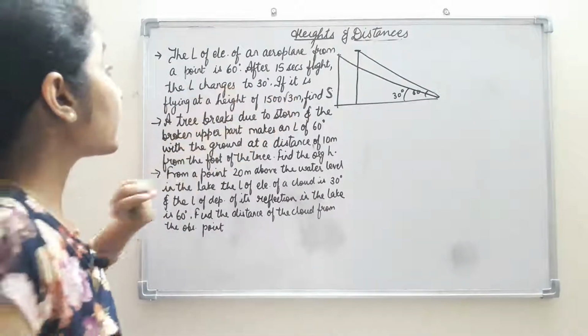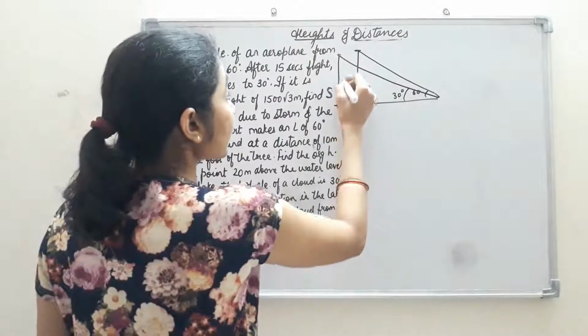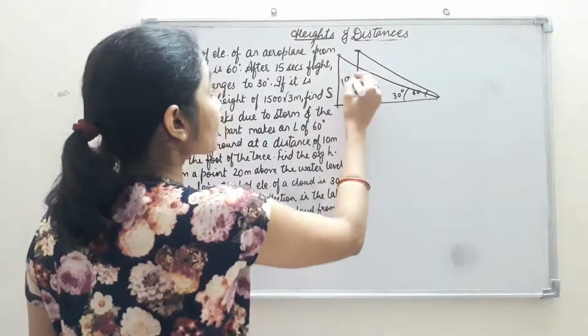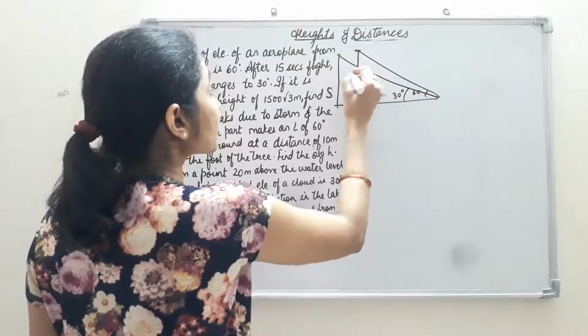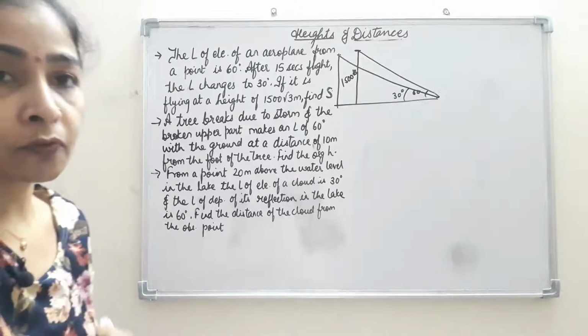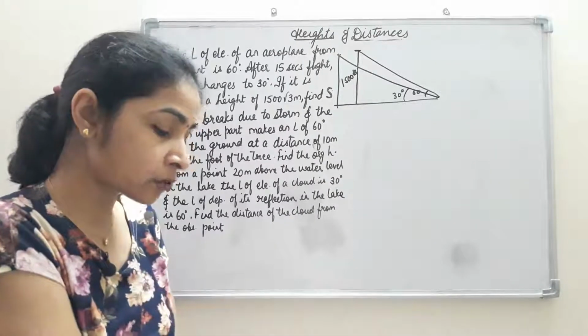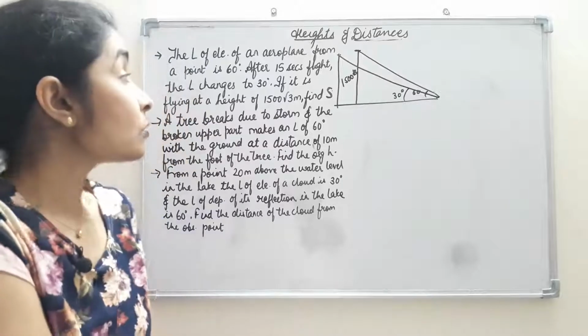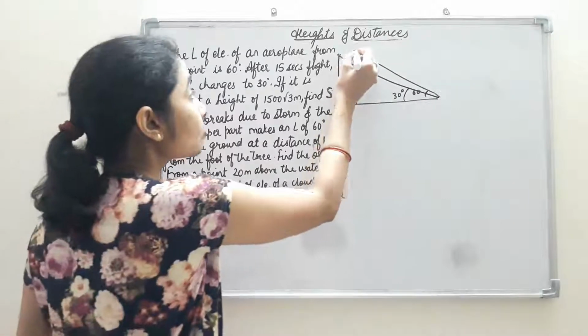Now if it is flying at a height of 1500 root 3 meters, this height is given to us as equal to 1500 root 3 meters. Find the speed of the aeroplane. We are supposed to find out the speed of the aeroplane. So the aeroplane has moved from here to here.